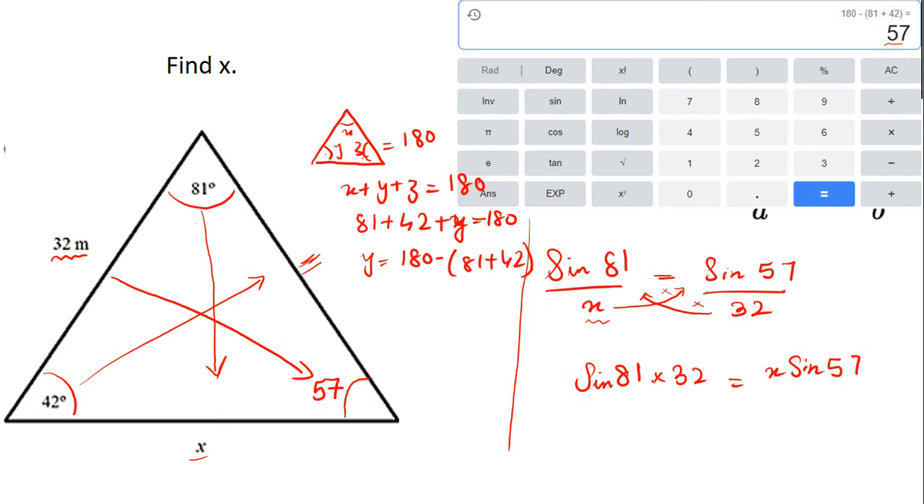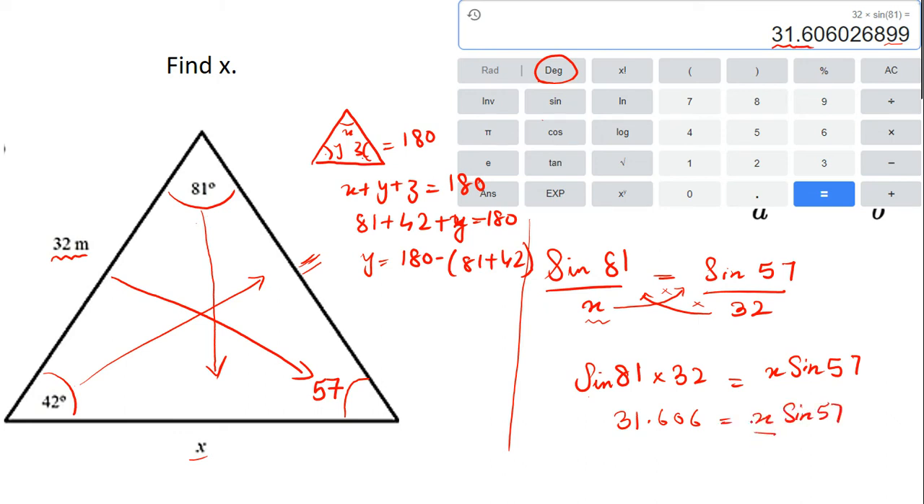The first thing I'm going to do is sine 81 times 32. When I do that, 32 times sine 81, make sure your calculator is set on degrees unless they ask you to give your answer in radians. So 32 times sine 81 is 31.606. Let me just write that down: 31.606 equals x sine 57.